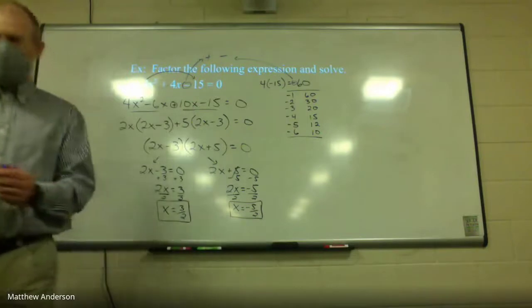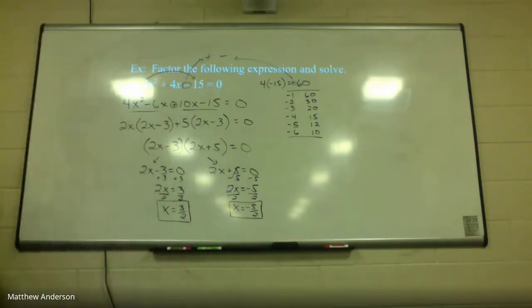So we get 2 answers there, 1 from each factor. Okay, and on these quadratics, there will always be 2 factors. Now remember, sometimes they can be the same, so then you get the same answer twice, which is fun. Okay, so we get those 2 answers, 3 halves and negative 5 halves. And I think we've got one more.